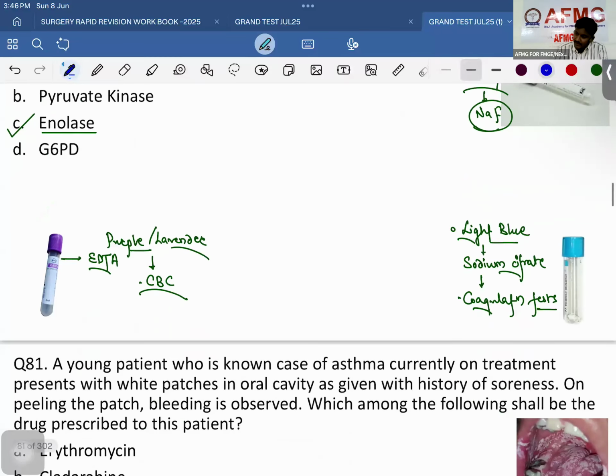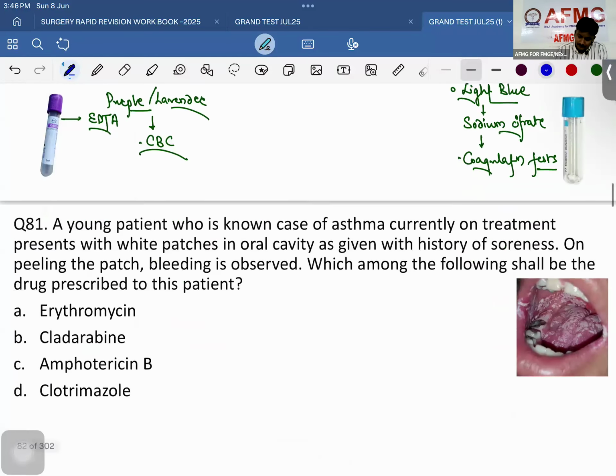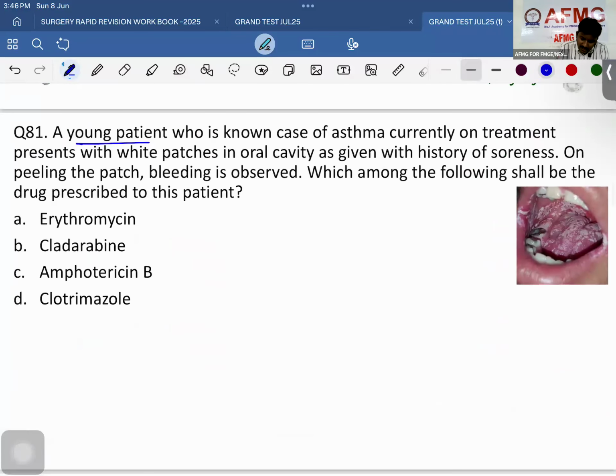Chalo. Next important, if I talk about, is question number 81, beta. Here we are having a young patient, bache, who is a known case of bronchial asthma. And currently the patient is taking treatment, beta, along with white patches found inside the patient's oral cavity, beta. So the patient is having white patches in the oral cavity, as given with history of soreness. On peeling the patch, bleeding is observed. Which among the following shall be the drug prescribed to this patient?